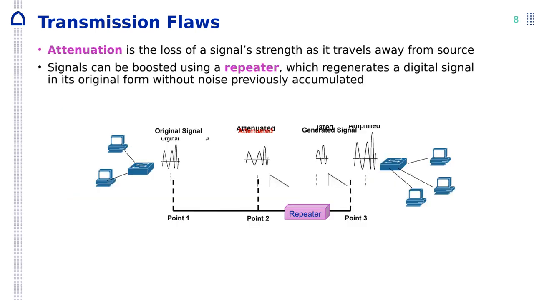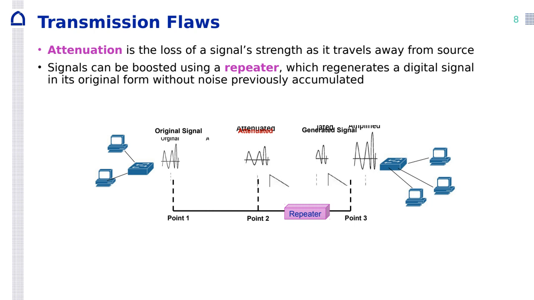In transmission we also have attenuation. Attenuation is when the signal is traveling, it will lose power. This is the nature of life. Over time, the power of the signal will degrade as it travels away from the source. Signals can be boosted. You can increase the signal strength using a repeater, which regenerates a digital signal. A repeater is used for digital signal. It will regenerate the original signal without the noise.